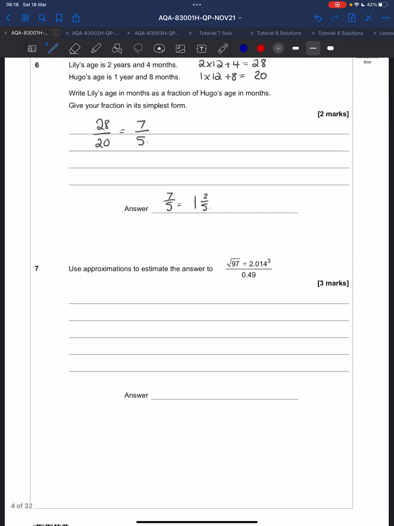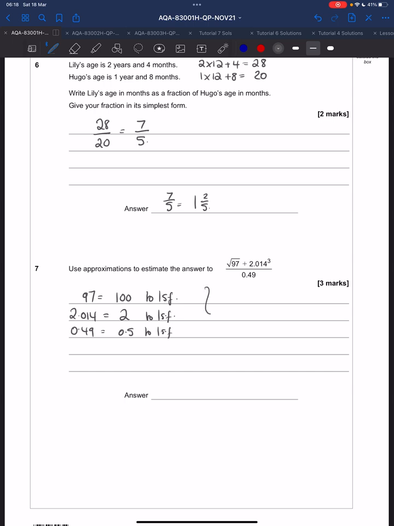Right, use approximations to estimate this answer. So what you do is you round them all off to one significant figure. So 97 is 100 to one significant figure. 2.014 is 2 to one significant figure. And 0.49 is 0.5 to one significant figure.